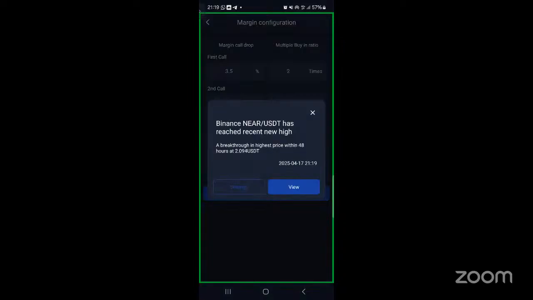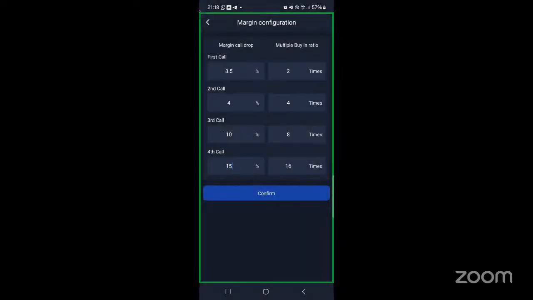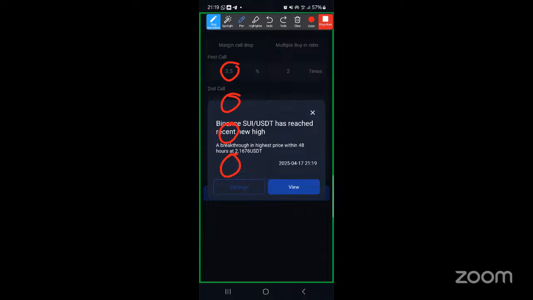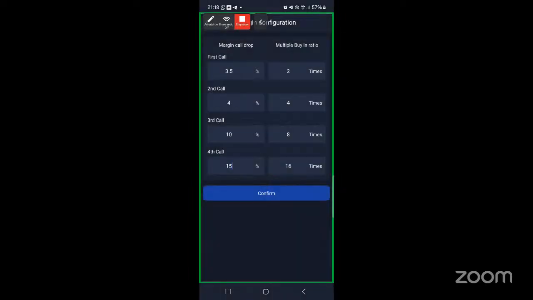Now, the impatience that is in you should not make you change the drops. The smaller these drops, the faster the robot will take the money in the market. The smaller these drops, the faster the robot will enter your capital in the market, and the higher the risk of you staying in the market longer. So don't FOMO. Don't FOMO in coins.